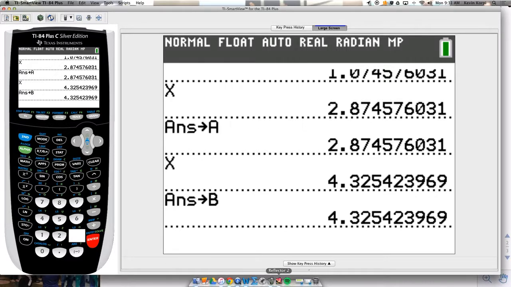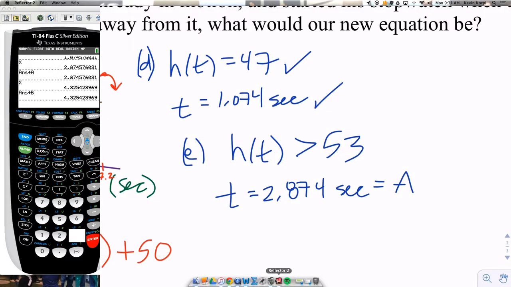And I will write that on my paper as well. I do want to see the values you're using. So T equals 4.325 seconds, and we'll store that as B.